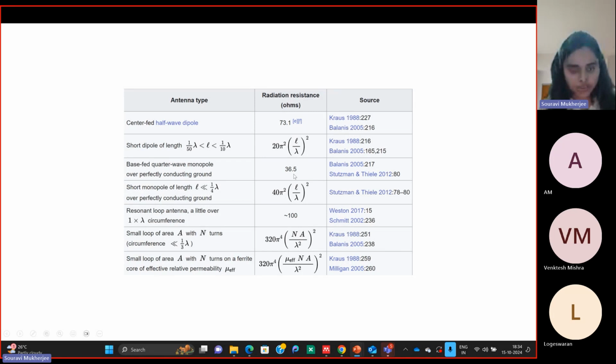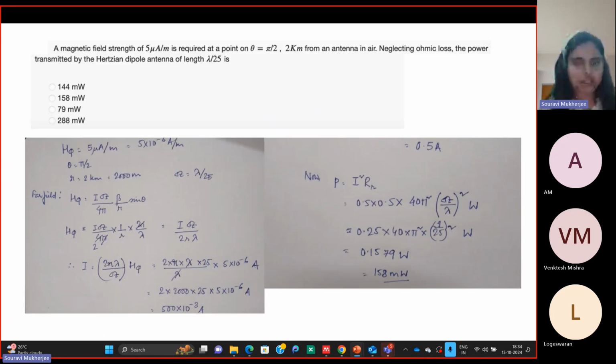So this is a typical question. Here it says that a magnetic field strength of 5 microampere per meter is required at a point. So theta is specified and the distance is given as 2 kilometers from the antenna in air, so the medium is specified. Now it's said that, neglecting ohmic loss, what is the power transmitted by the Hertzian dipole antenna of length lambda by 25? So that means we know that at a distance of 2 kilometers and theta equal to pi by 2 from the antenna, the field intensity is given by this expression here, 5 into 10 to the minus 6 ampere per meter.